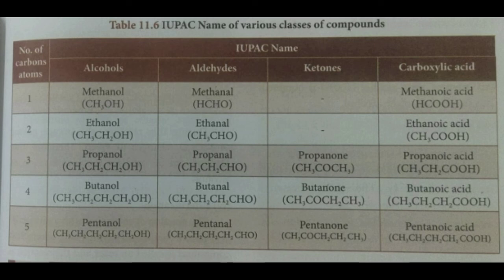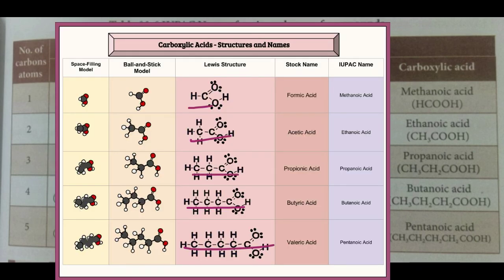The last one is carboxylic acids. When there is only 1 carbon atom, it is methanoic acid. 2 carbon atoms, ethanoic acid. 3 carbon atoms, propanoic acid. 4 carbon atoms, butanoic acid. And 5 carbon atoms, pentanoic acid.